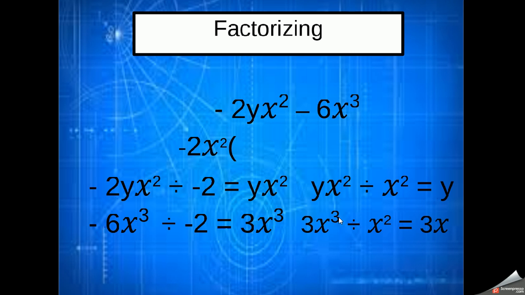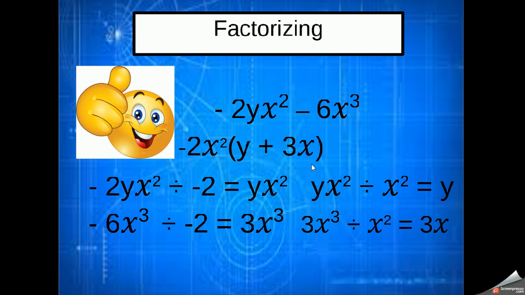from the 3, giving us x to the 1, and the proper way of saying x to the 1 is x. So remember, with indices, when we're dividing, we take away the dividing power from the original power, so 3 take away 2, and it gives us x to the 1, which is just x. So our equation will be minus 2x squared bracket y plus 3x. And that is how you factorize an equation.